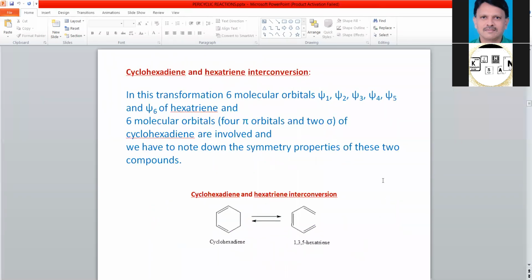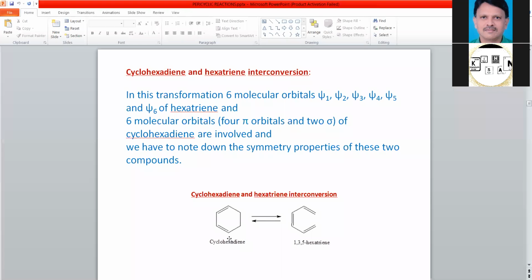So conversion of cyclohexadiene to hexatriene is a ring opening. This is an electrocyclic ring opening reaction. So we can take ring closure or ring opening. From cyclohexadiene to 1,3,5-hexatriene, it is electrocyclic ring opening. So the reverse reaction, 1,3,5-hexatriene to cyclohexadiene, is electrocyclic ring closure.